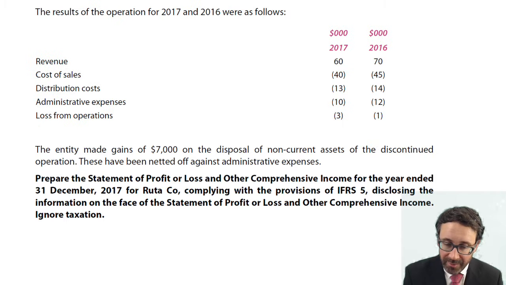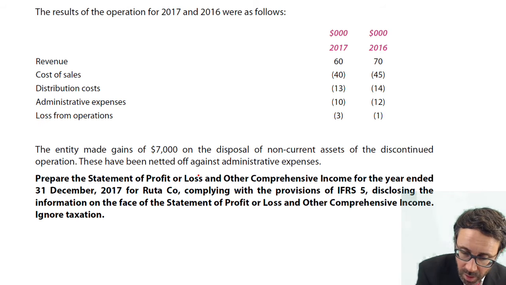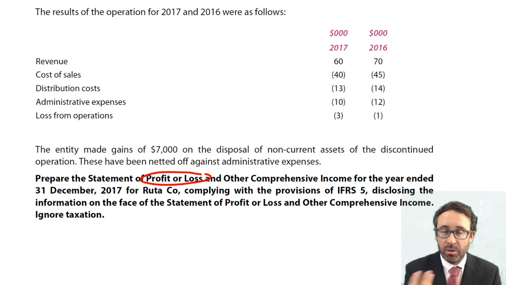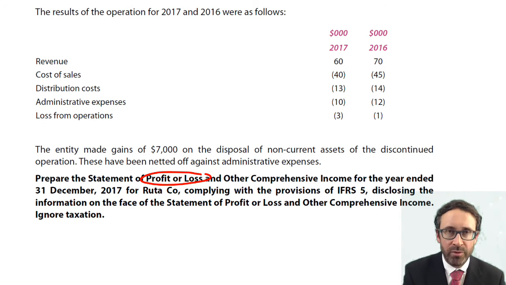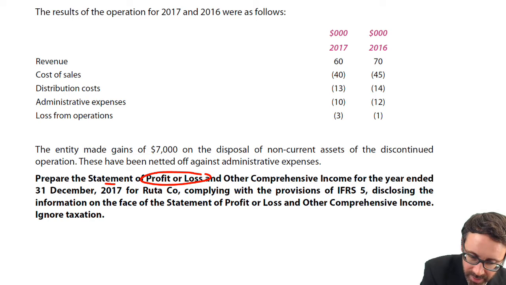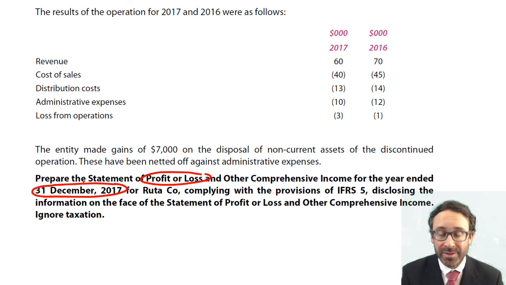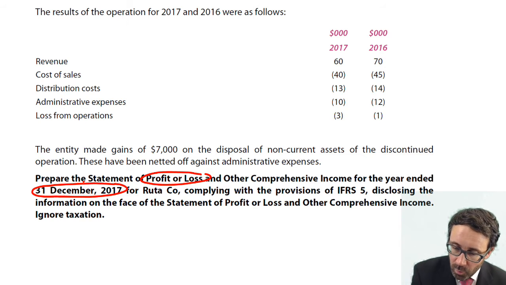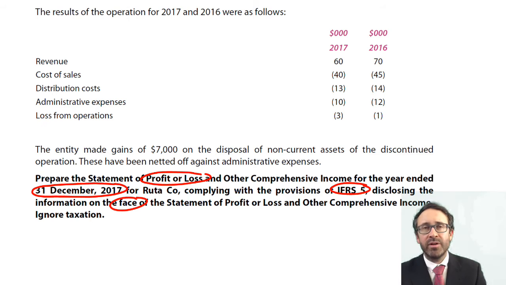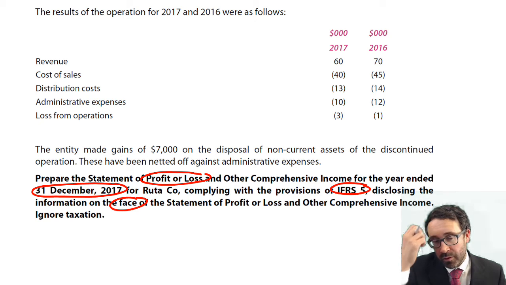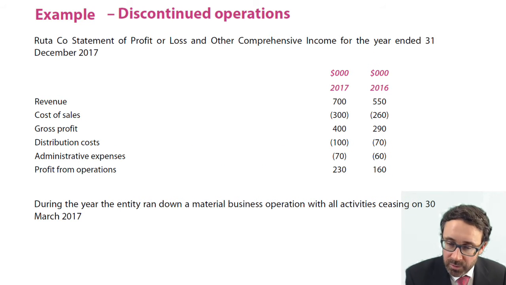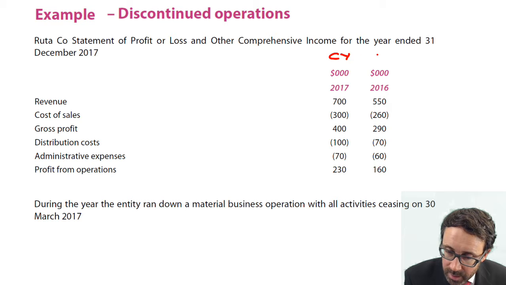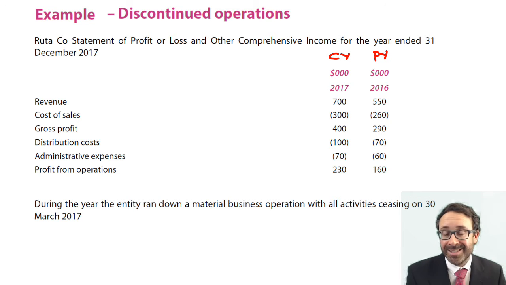So if we go through and have a look at the information within the question, we're asked for your statement of profit or loss and other comprehensive income. Ignore other comprehensive income for this one. We're just looking at profit or loss. We're told the year ended is December 2017 for this company called Router. We're looking at IFRS 5, and also we're told specifically to make the disclosures on the face of the statement of profit or loss. So what you've got is the financial statements for 2017, the current year. You've got them for the previous year, 2016.